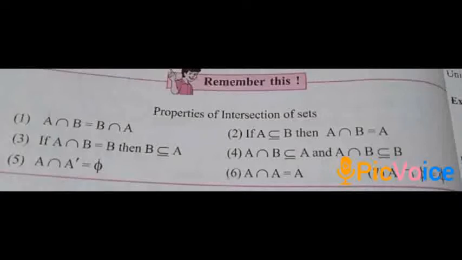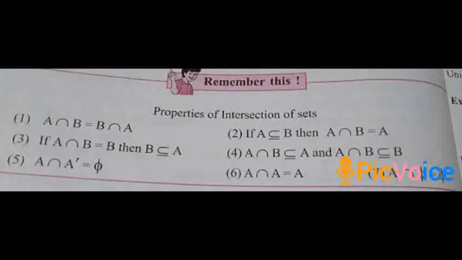Now let us see the properties of intersection of sets. If A and B are two sets, then A intersection B is equal to B intersection A. And if A intersection B is equal to B, it means that if you remove the common elements, all the elements are nothing but the set B, that means B is a subset of A. Then A intersection A dash. Now A is a set and A dash means A complement. So what is A complement? Whatever is not there in A. That means there will be nothing common in A and A dash. That is why A intersection A dash is phi, that is the empty set.